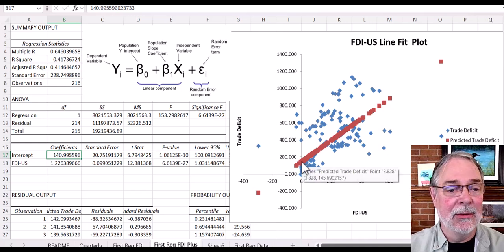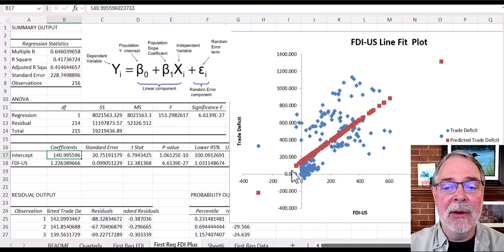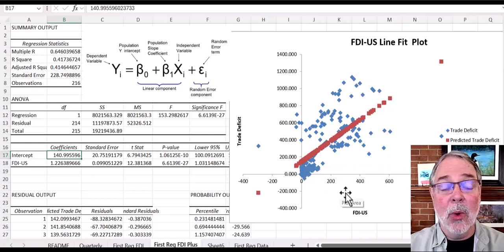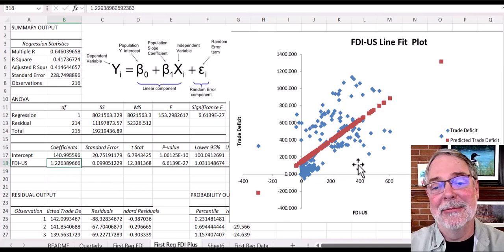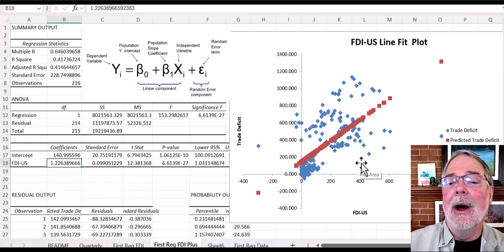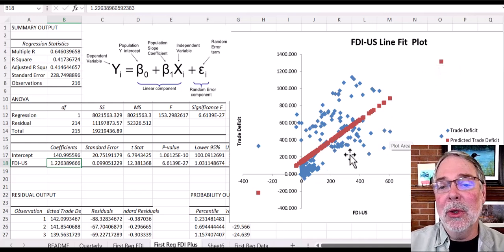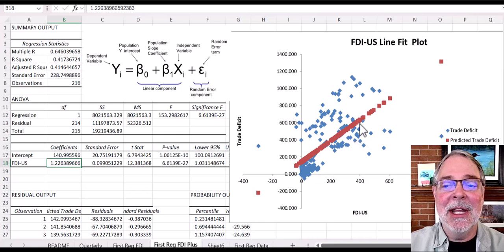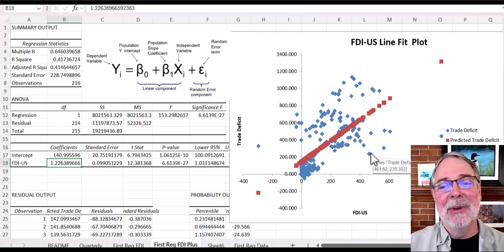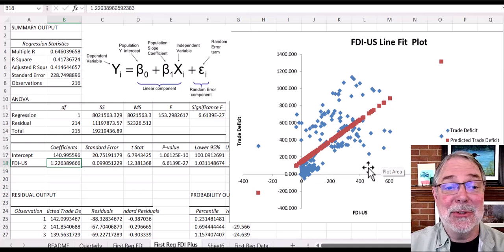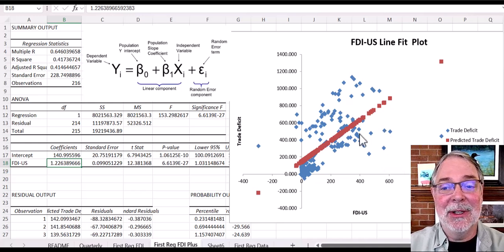And then the slope, for every increase of 1 in FDI US, we expect the trade deficit to go up 1.226. And that's the slope, right? So 1.226 whatever is the slope of this line. Now, when you look at this line, you can see it doesn't perfectly fit, right? There's a cloud. There's a lot of variation in here that isn't explained.